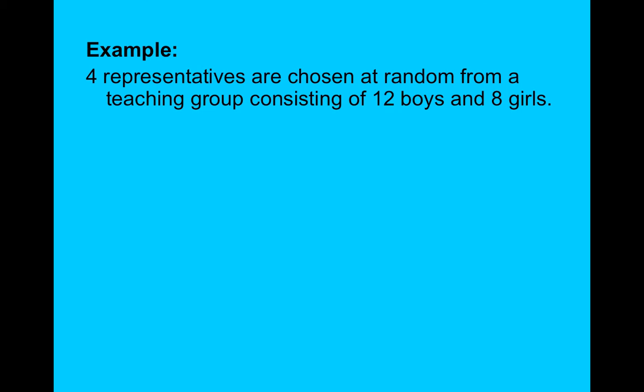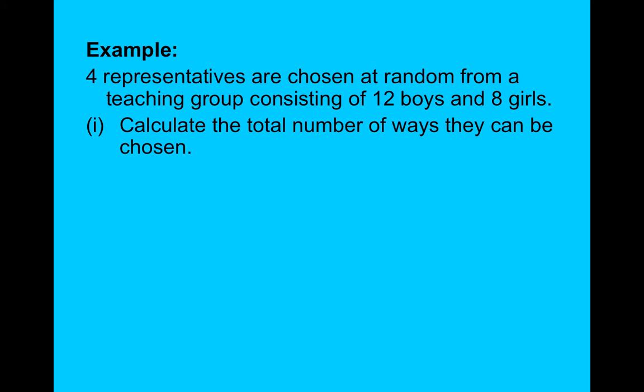Onto this example here. 4 representatives are chosen at random from a teaching group consisting of 12 boys and 8 girls. Calculate the total number of ways that they can be chosen. So if I'm picking 4 representatives, I don't mind the order of those representatives, so this will be a combinations question, not a permutations question. And here, it's the total number of ways they can be chosen, regardless of gender, so I'm just choosing 4 from 20. I don't care of the boys and the girls' makeup, so 20C4, which is 4,845.